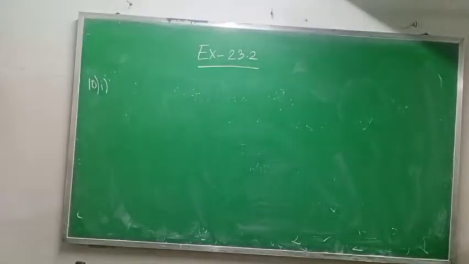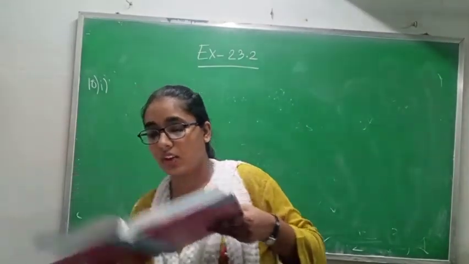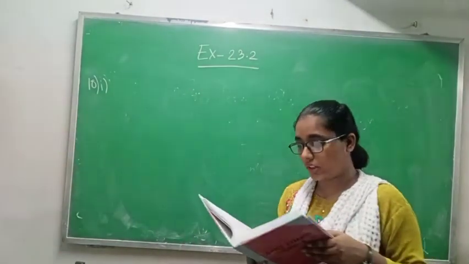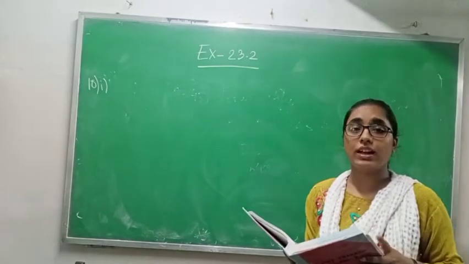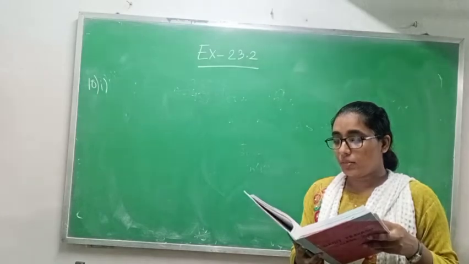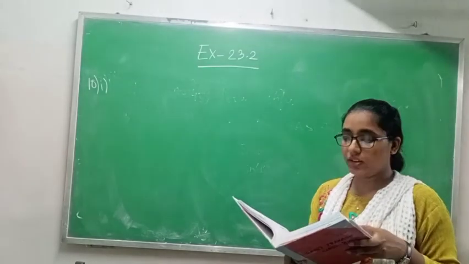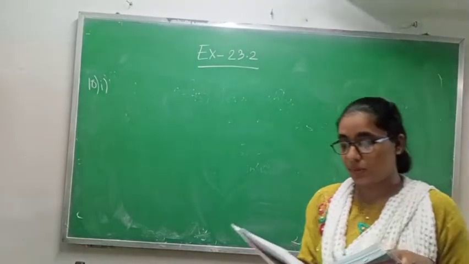Class 10C question number 10. Please first read question 10.1. It is given in an equilateral triangle ABC. So it is an equilateral triangle ABC. BD is a median. Let us prove that tan angle ABD is equal to cot angle BAD.